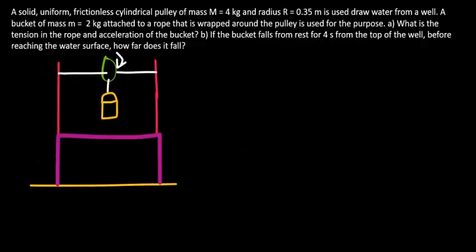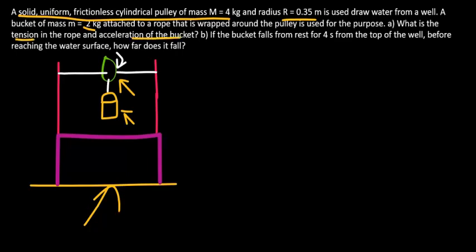Problem 2. A solid, uniform, frictionless, cylindrical pulley of mass 4 kg, that is the one shown here, and radius 0.35 meter is used to draw water from a well, so that is the well. A bucket, that is this one, of mass 2 kg is attached to a rope that is wrapped around the pulley used for the purpose. What is the tension in the rope and acceleration of the bucket if the bucket falls from rest for 4 seconds from the top of the well before reaching the water surface? How far does it fall?